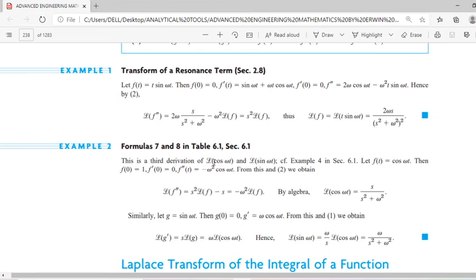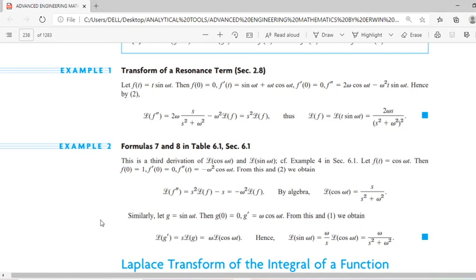We consider f of t equal to cos omega t. Then f of 0 equal to 1. f dash of 0 equal to 0, that is sin omega t, that is sin 0, 0. f double dot of t is equal to minus omega square into cos omega t. And at t equal to 0, this will be minus omega square. Okay.